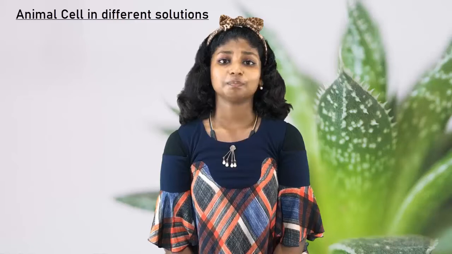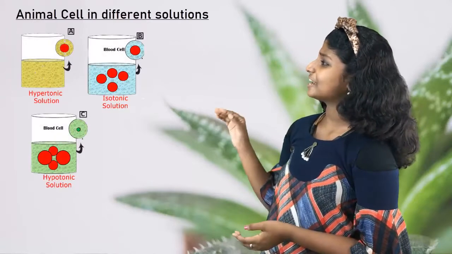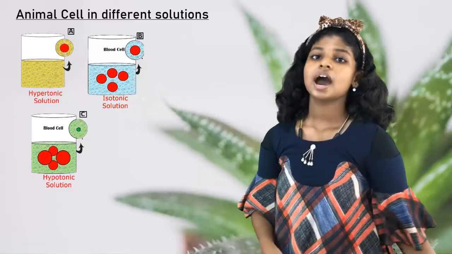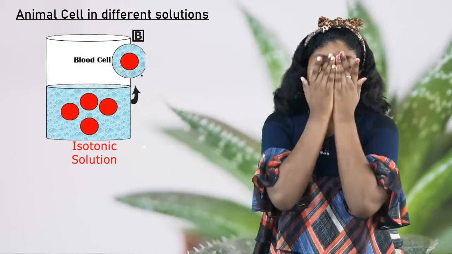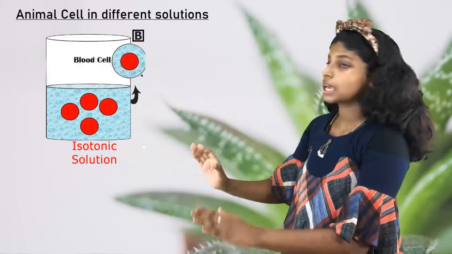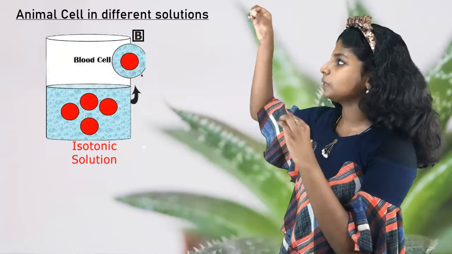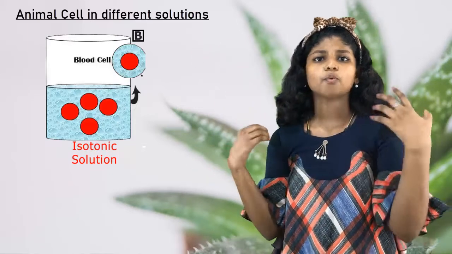Now let's look at animal cells in different solutions. Let us look through an example. Here we have taken three tubs, named A, B and C. Let's take tub B. This tub contains a solution, and we put an animal cell in it. What happens here?